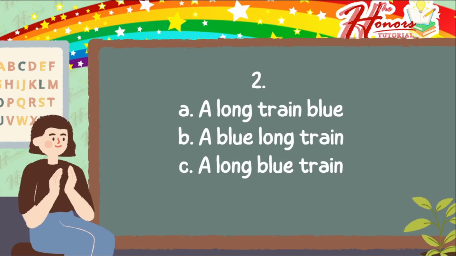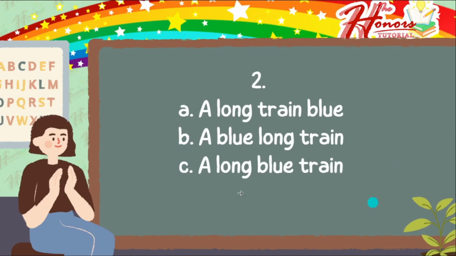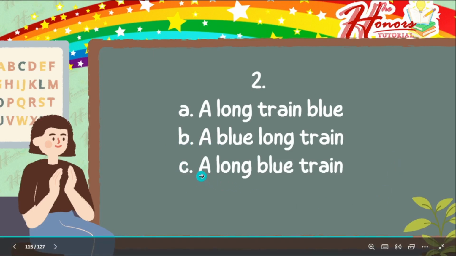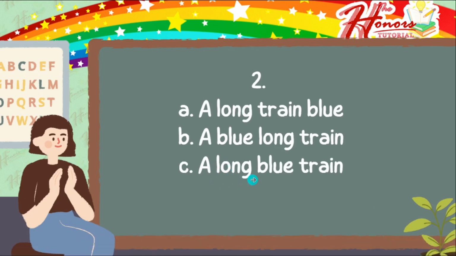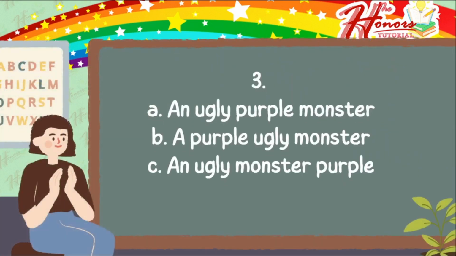Alright, very good. The correct answer is letter C. A long blue train. Why? So again, follow the SASCOM. So we have here the determiner "a," and then "long" is for the shape, okay? And the next is the color blue, and lastly is the noun train. Very good.